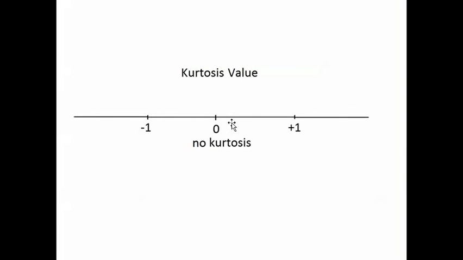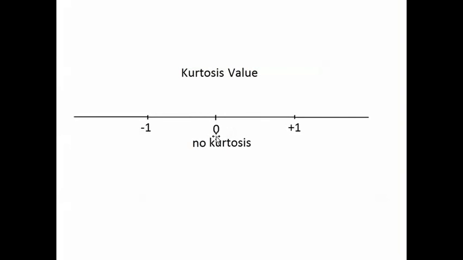That makes sense. If your kurtosis value comes out to 0, you have no kurtosis at all, which means that the data peaks right at the center. It doesn't peak too high or too low. It peaks right where a normal curve peaks.